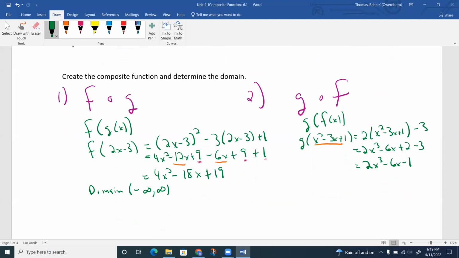So again, f of g would equal that, and g of f would equal that. Now the domain, again, there is no domain restriction. So the domain, again, is going to be the interval from -infinity to infinity if I'm using interval notation. So the set of all real numbers.